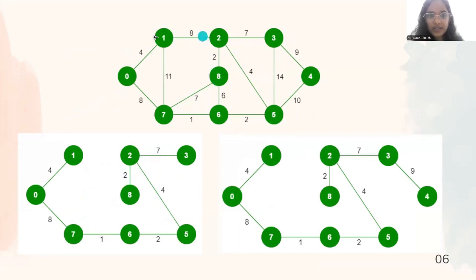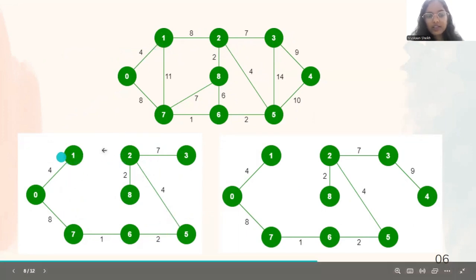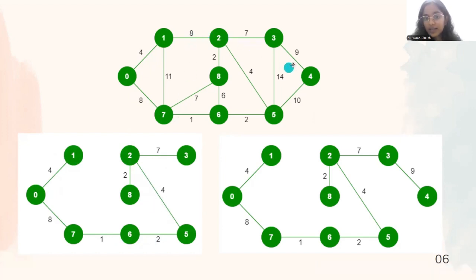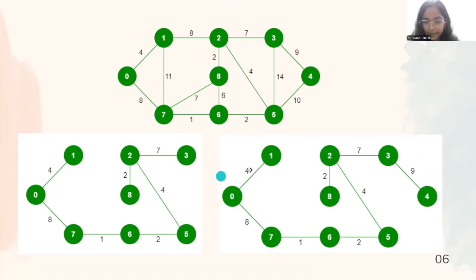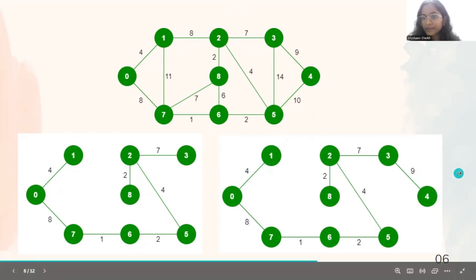So the next weight is 8. The smallest next weight after 7 will be 8, which connects 1 to 2. So if we connect 1 to 2 here, it is going to form a cycle. That is why we have to ignore this. So the next smallest weight after 8 is 9. So here we're going to connect 3 to 4. And now if you observe it carefully, we have visited all the nodes and we have got the smallest cost. Here the cost will be 37.